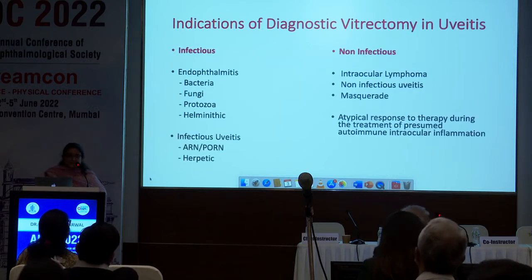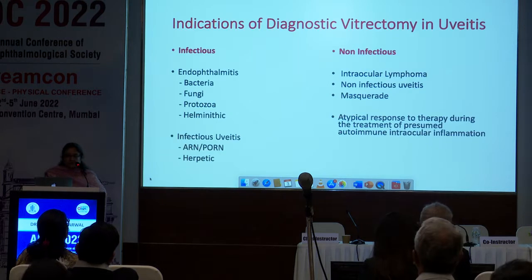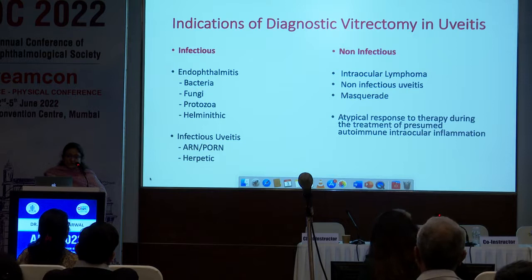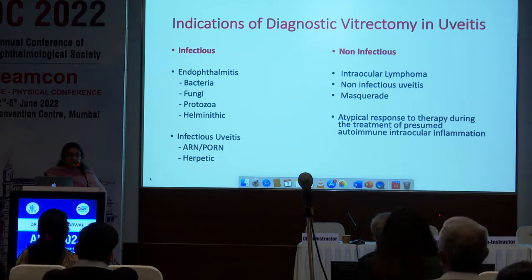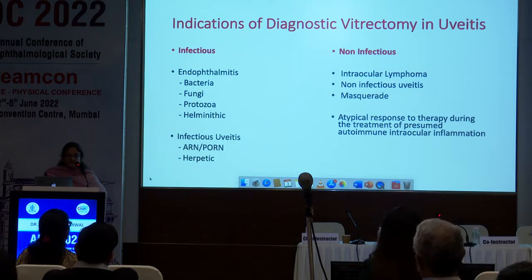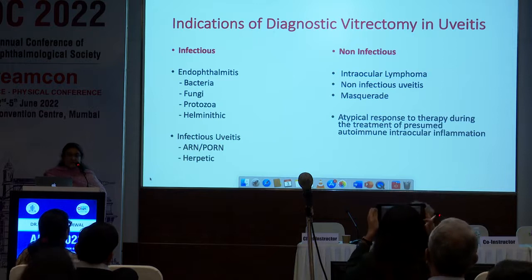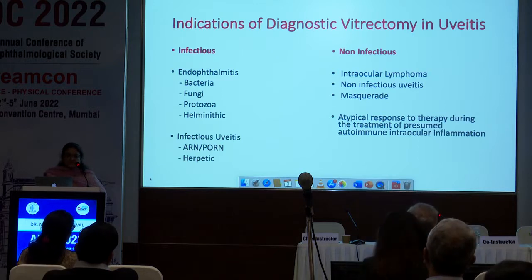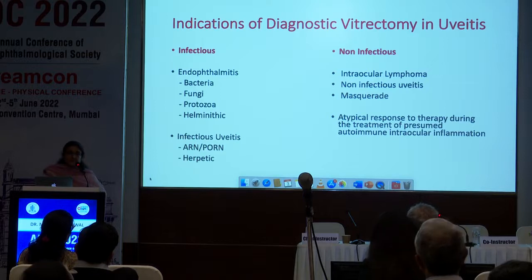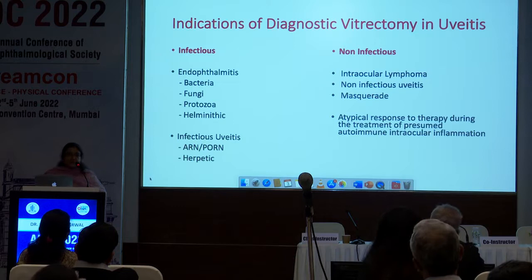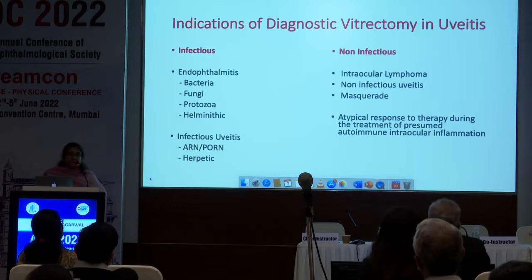As far as the indications of a diagnostic vitrectomy in uveitis are concerned, you can have both infectious and non-infectious etiologies. Infectious, of course, the most important being endophthalmitis because of various organisms. We can also have indications like any viral retinitis where you are a little lost with the diagnosis. As far as non-infectious is concerned, we can have intraocular lymphoma. Again, that is a great mimicker, and we are often not able to diagnose, and sometimes we have to plunge into doing a diagnostic vitrectomy.